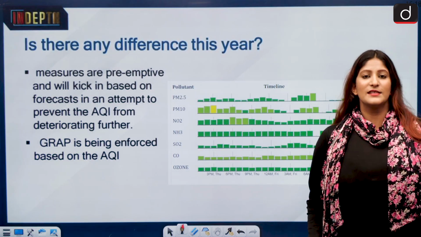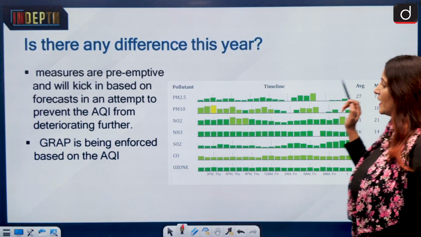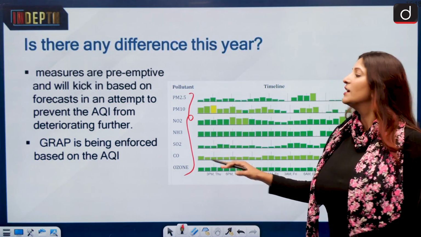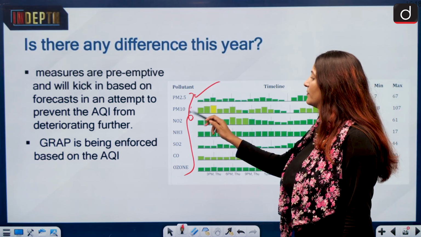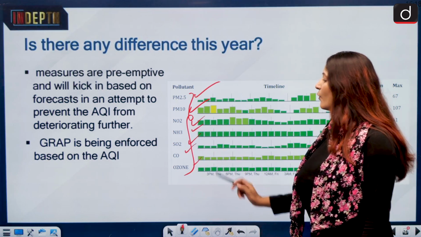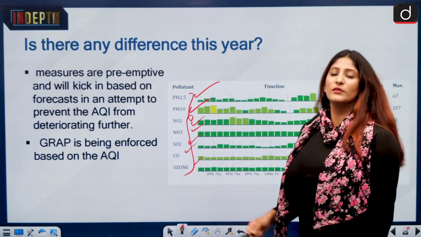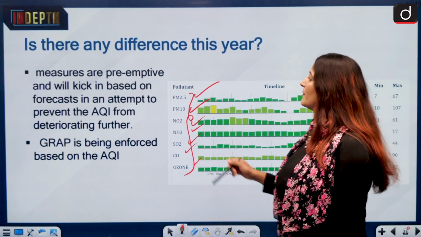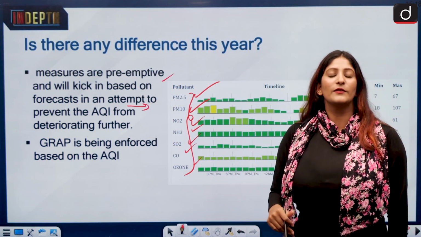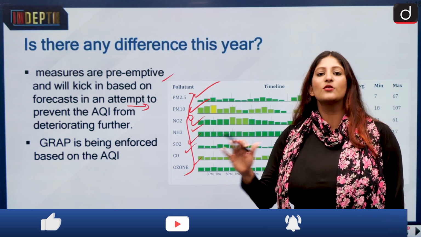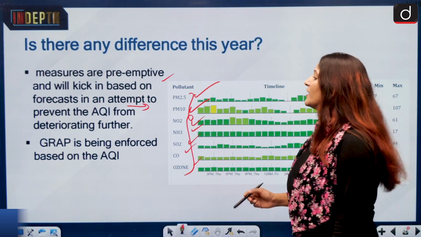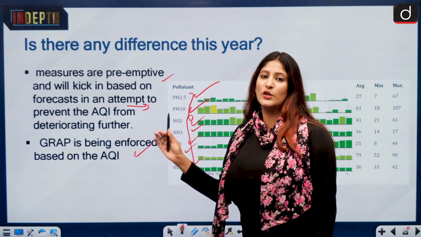Then, is there any difference this year? First of all, we must know that air quality index gauges the change in these particular categories in the air: particulate matter 2.5, particulate matter 10, NO2, NH3, SO2, CO and ozone. So remember all this. So right now there is a difference: measures this year are preemptive and kick in based on forecast in an attempt to prevent AQI from deteriorating further. That means even if a particular threshold is not reached by the air quality index, the measures will start kicking in. And GRAP is being enforced based on AQI only.